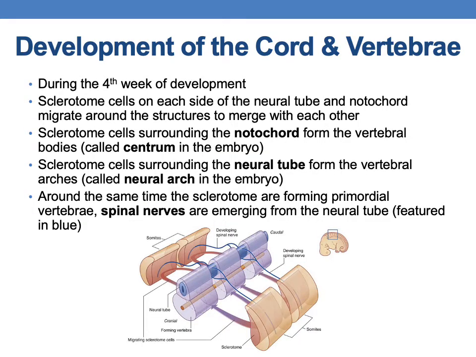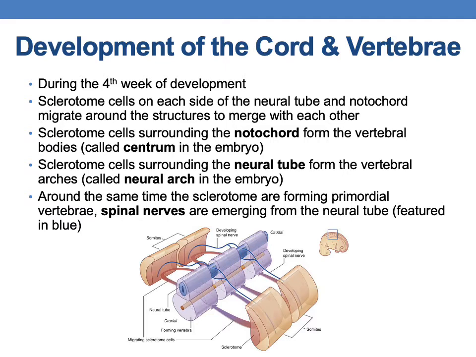During the 4th week of development, sclerotome cells on each side of the neurotube and notochord migrate around the structures to merge with each other. Sclerotome cells surrounding the notochord form the vertebral bodies, known as centrum in the embryo. Sclerotome cells surrounding the neurotube form the vertebral arches, called neural arch, in the embryo.